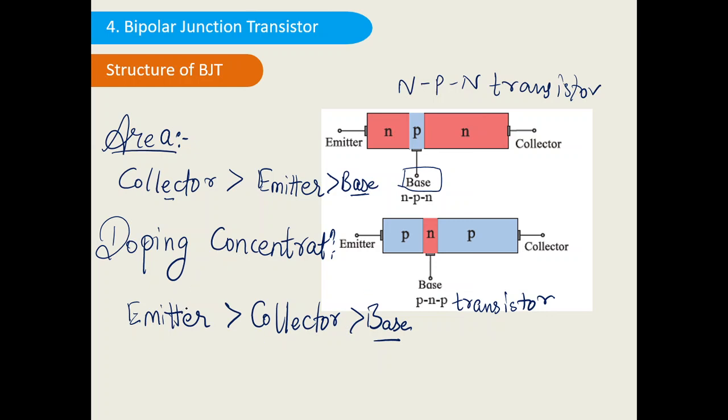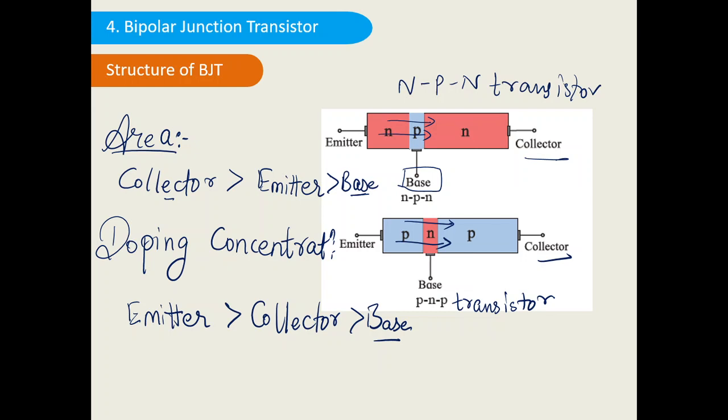Okay. So why is the name emitter there? Because it is going to emit the majority charge carriers. In the case of PNP, it will be the holes. In the case of NPN, it will be the electrons. Emit means the charges are going to move like this. So why is the name collector? Because it is going to collect the charges which were emitted by the emitter. So this is the purpose of the collector.